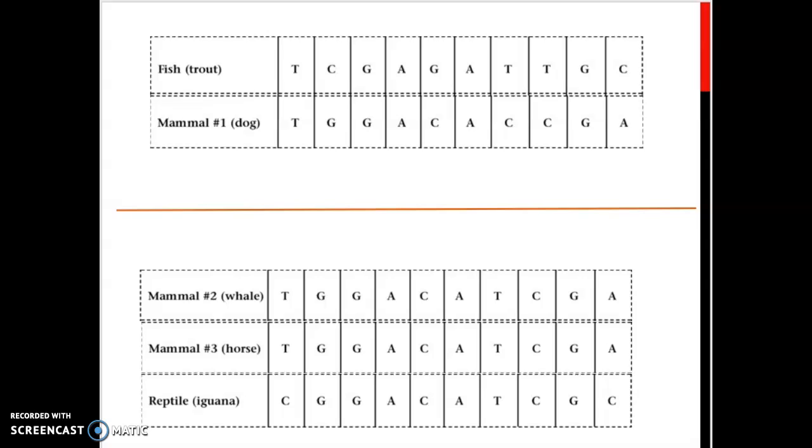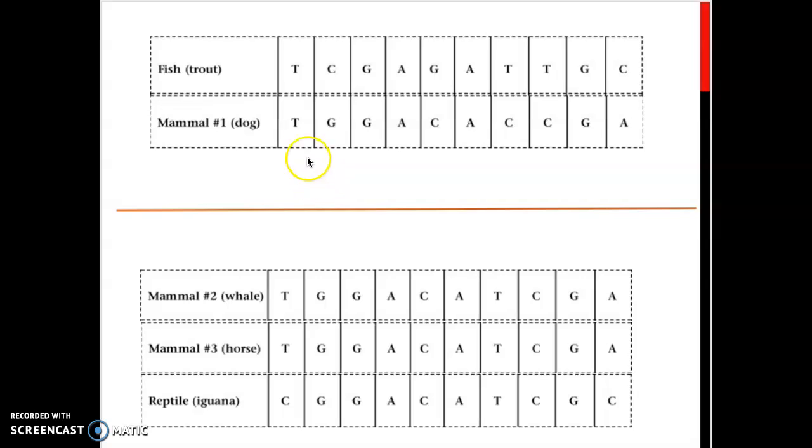So take a look. I have the fish and the dog together by themselves above that line. So I am going to look, these letters right here in this row for each of those animals make up their gene. So we are going to fill in our chart by looking at the number of differences between them.